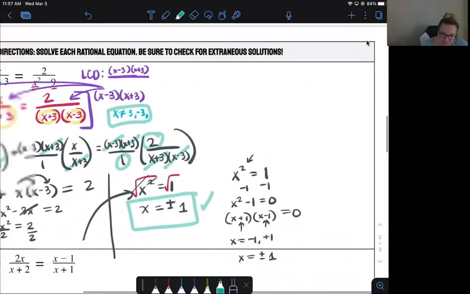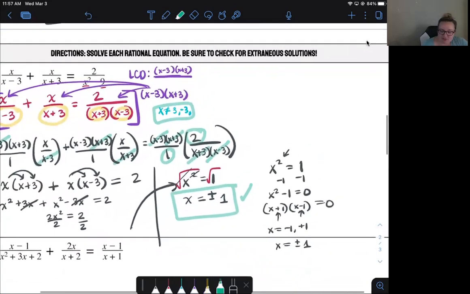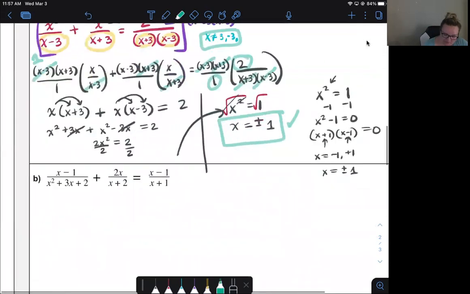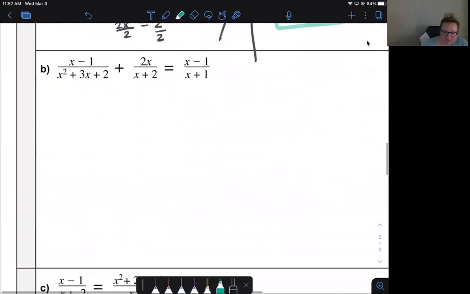If you ever get a solution that matches your restriction on x, then you know that that's not actually a solution. That's an extraneous solution because x is not allowed to be that number. But our examples haven't gotten us there yet. All right, so now I want you to try part B.